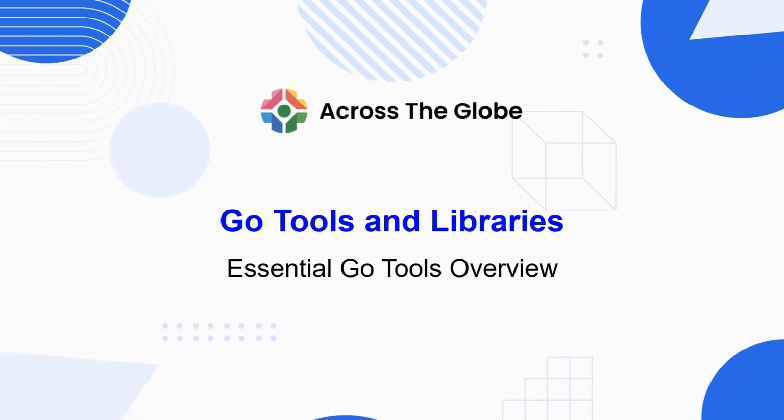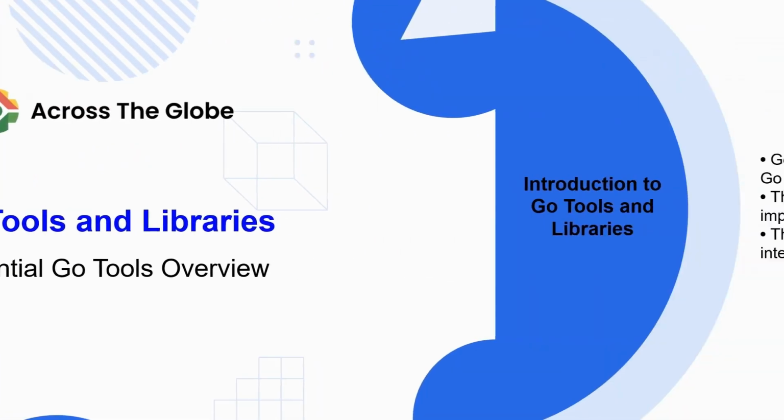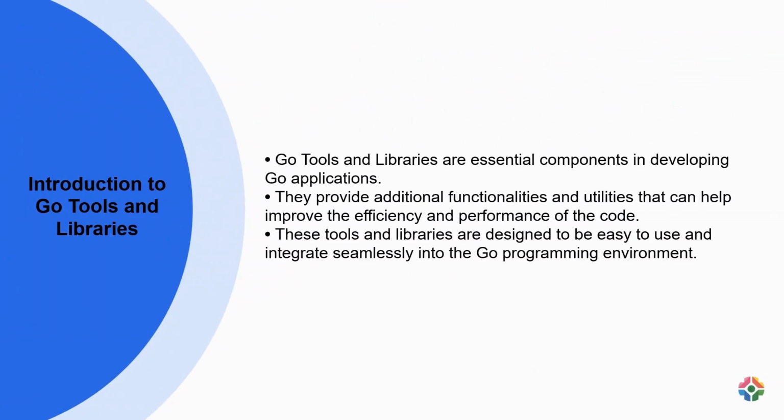Today we will learn about Go tools and libraries. Tools and libraries are vital in Go development for enhancing efficiency and performance. They offer added functionalities and utilities to streamline the coding process. An example is the Gin web framework, simplifying web development in Go with features like routing and middleware. By seamlessly integrating into the Go environment, these tools and libraries empower developers to create robust applications efficiently.